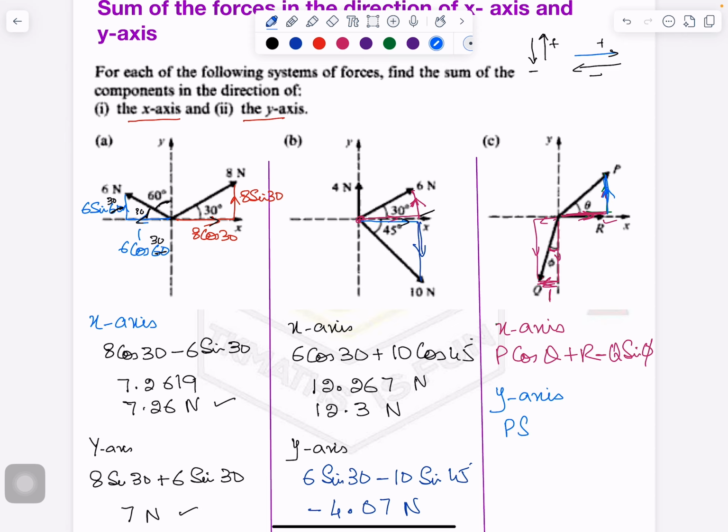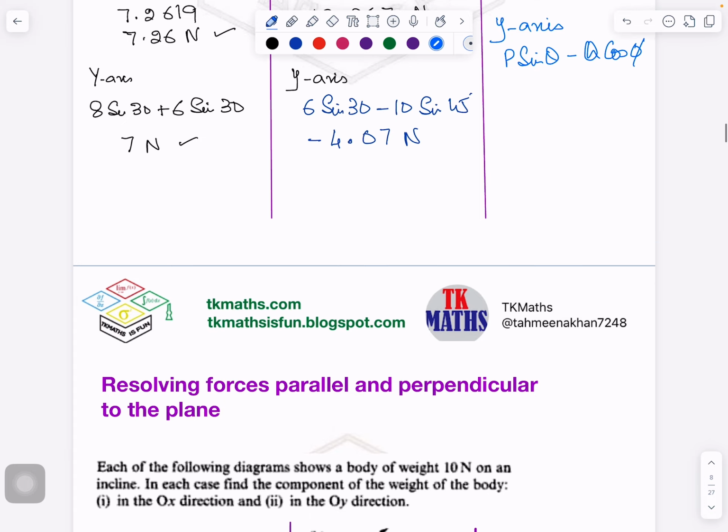So it is P sine theta. For R, there is no vertical force, so leave it. And for Q, it is downward. Either you look at this side or this side, right? So this will be what? Minus Q cos phi. So this is how you will resolve or find the sum of the component of forces in the x-axis direction or in the y-axis direction.